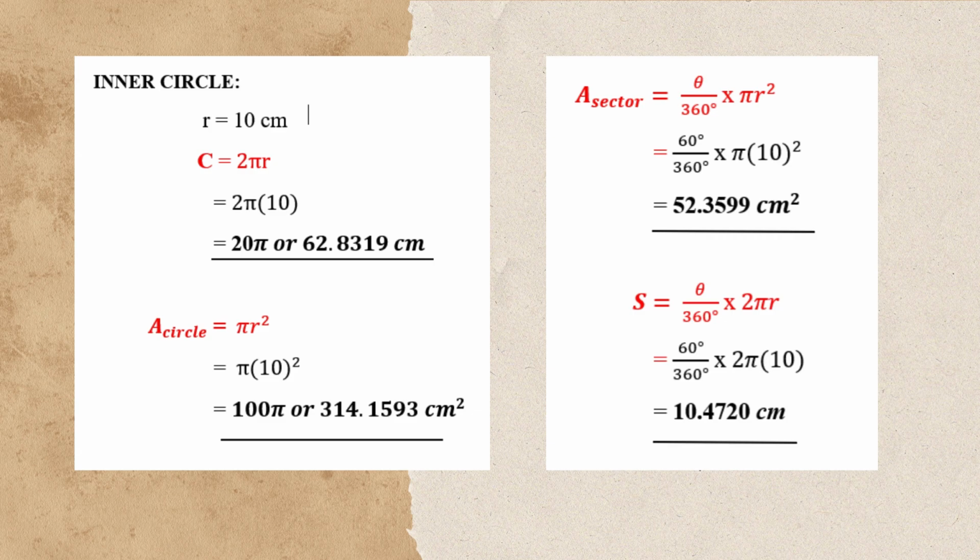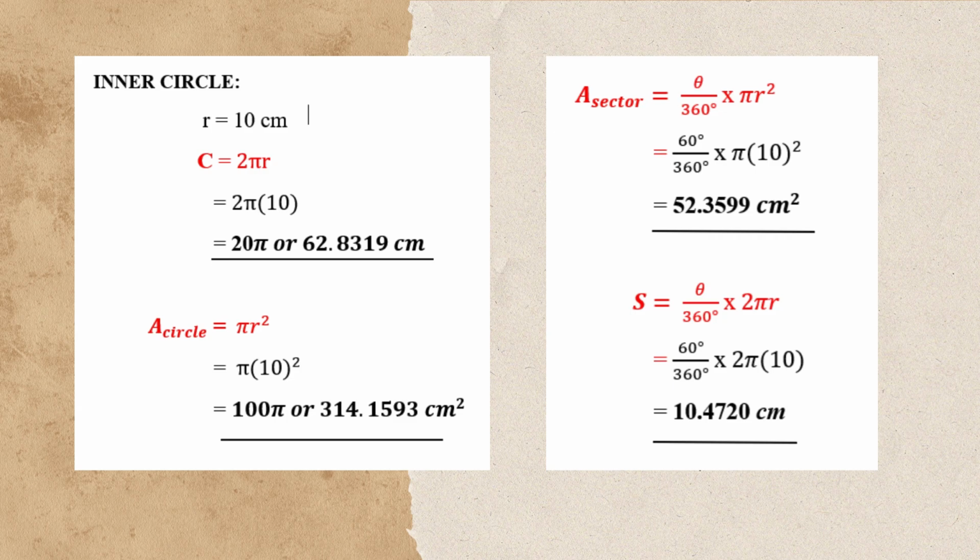Now let's do the inner circle arc length. Like before, we will use the same formula we used for the outer circle, which is theta over 360 times 2 pi r. Like before, we will use 60 degrees worth of arc length to find our answer. So let's substitute the given information into our formula, giving us 60 over 360 times 2 pi times 10. Copying this into our calculator will give us our answer, which is 10.472 centimeters.